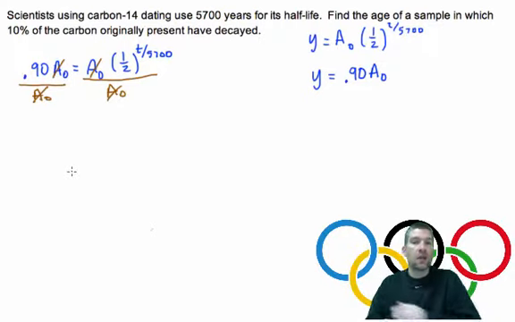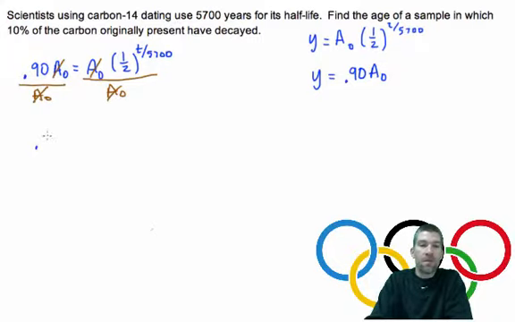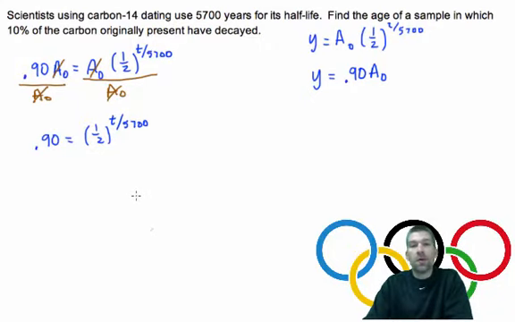The reason is because we're looking at a percent of the original amount left over. If we had a different y, then this wouldn't work. But since we're talking about the initial amount the whole time, that's not a problem. So 0.90 equals 1/2 to the t over 5,700. Now take the natural log of both sides.